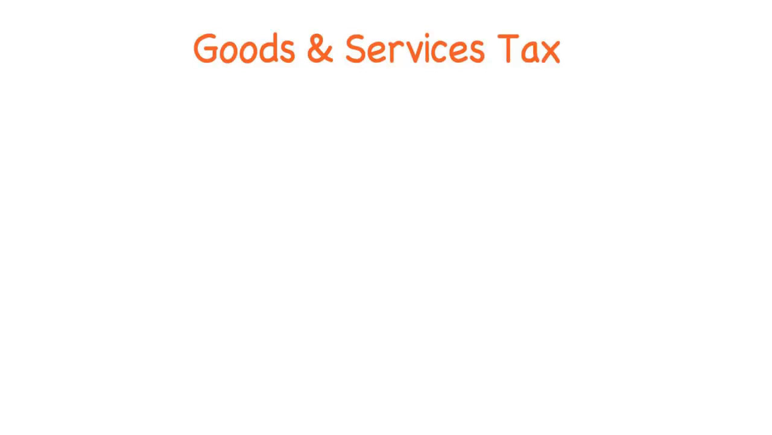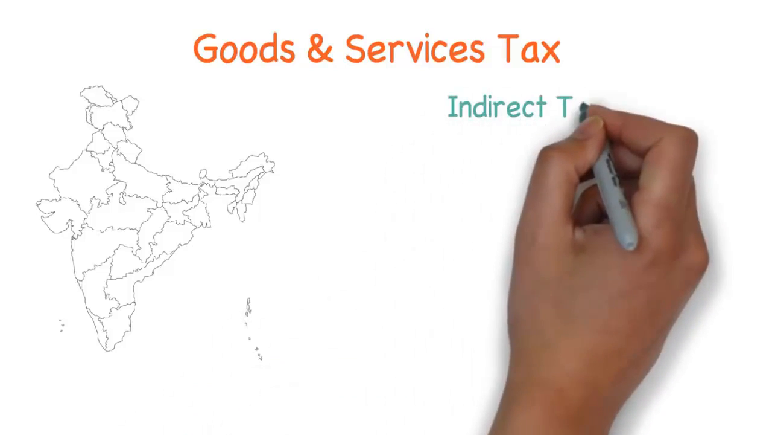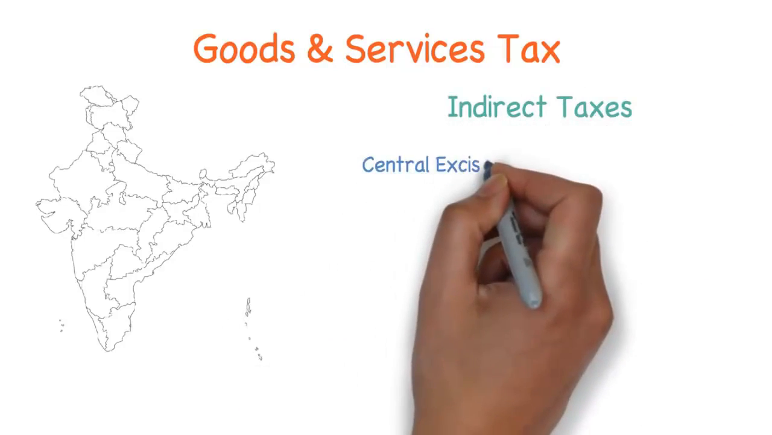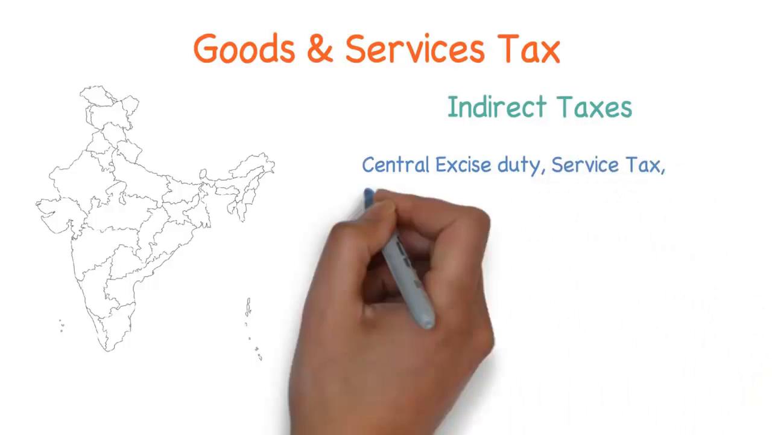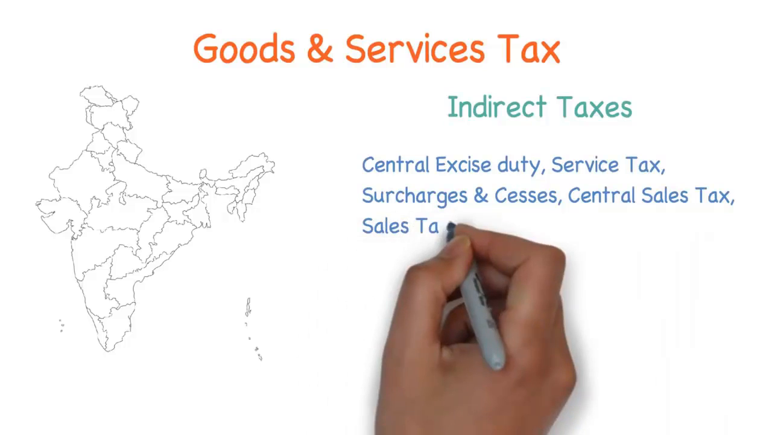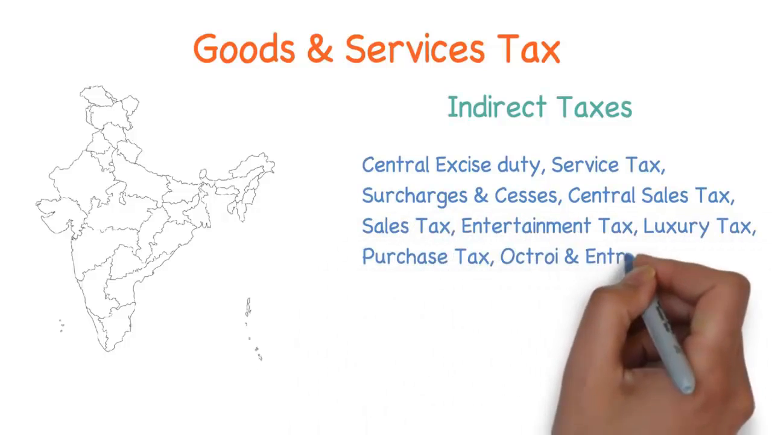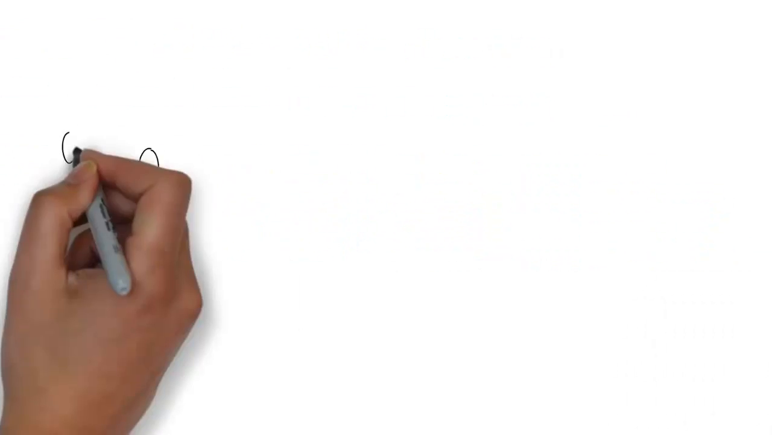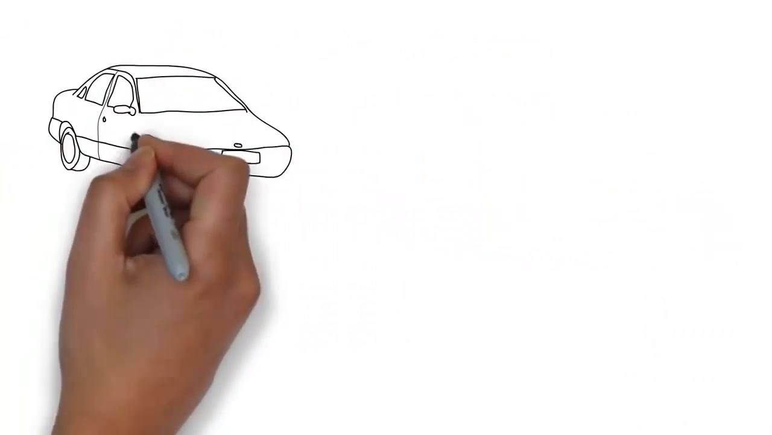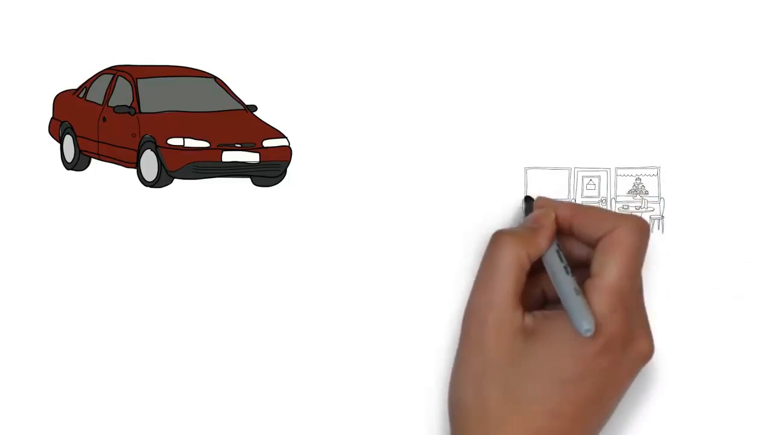Have you been wondering what actually is GST? India has many indirect taxes such as Central Excise Duty, Service Tax, Surcharges and Cesses, Central Sales Tax, Entertainment Tax, Luxury Tax, Purchase Tax, Octroi and Entry Tax, etc. Indirect taxes are taxes on goods and services. They are not taxes on income or profits.